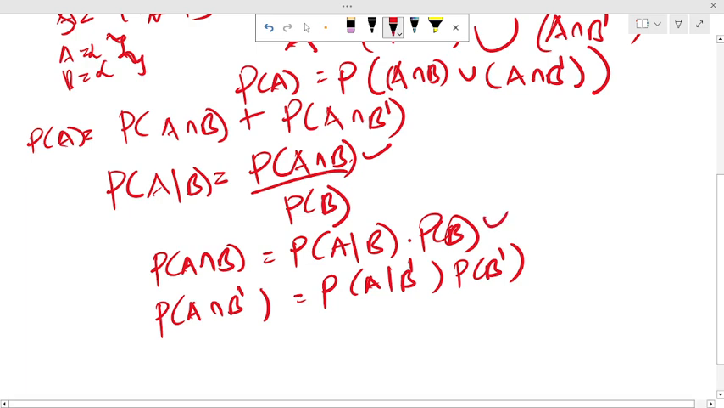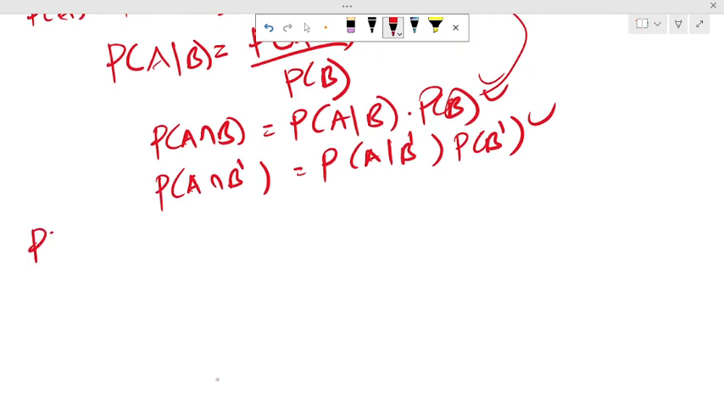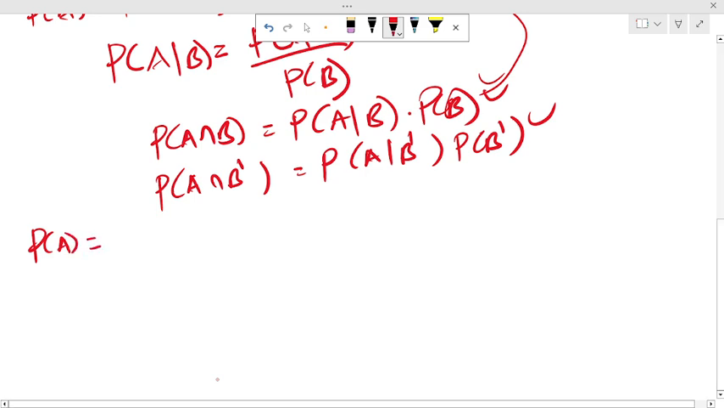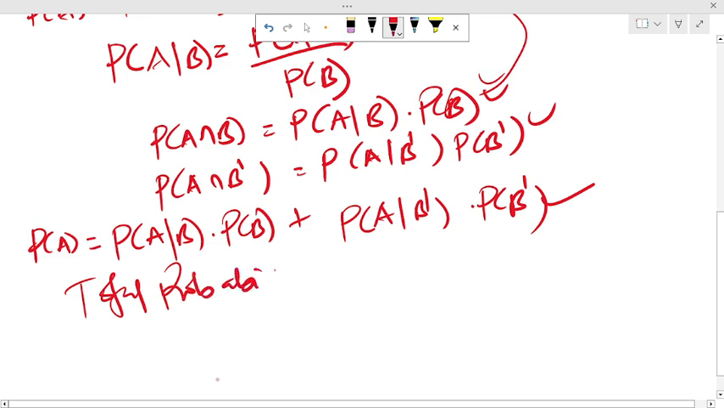So replacing these two by this, right, I'm going to get the probability of A to be equal to probability of A given that B has already occurred multiplied by probability of B plus probability of A given that B prime has occurred multiplied by probability of B prime, right? So this is what we call the total probability rule.